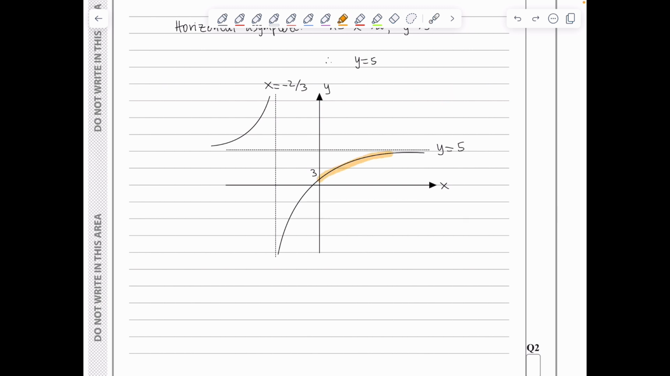So we can see that the output, the y values that are attainable are from 3 inclusive up to 5 non-inclusive, and therefore we conclude that the range for this is y belongs to the reals, and we are 3 less than or equal to y less than 5.